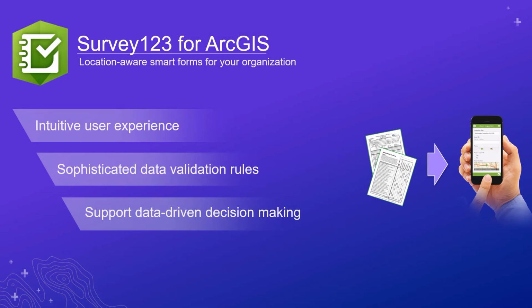Survey123 is designed to help you deploy location-aware smart forms for your organization. With Survey123, you can build intuitive user experiences to accelerate data capture. Survey123 Smart Forms also support sophisticated data validation rules, so you can ensure that the data that gets sent to your org is ready to support data-driven decision-making.